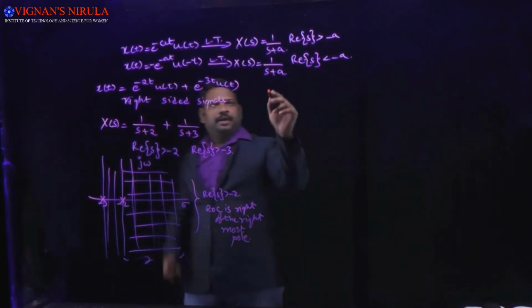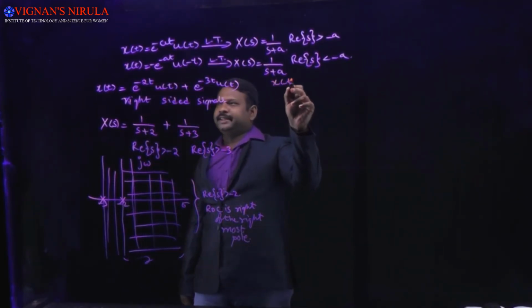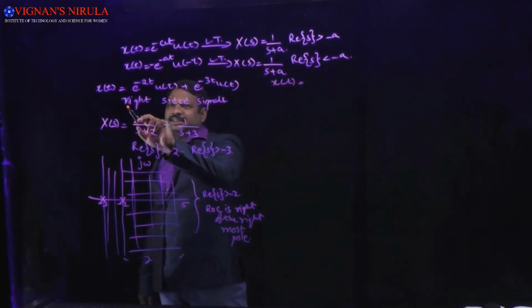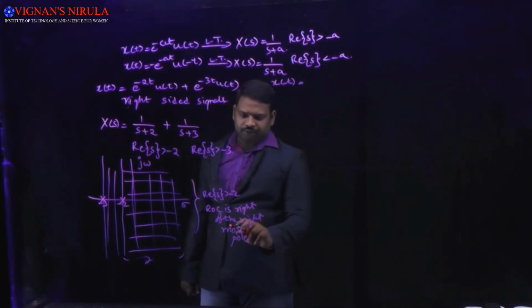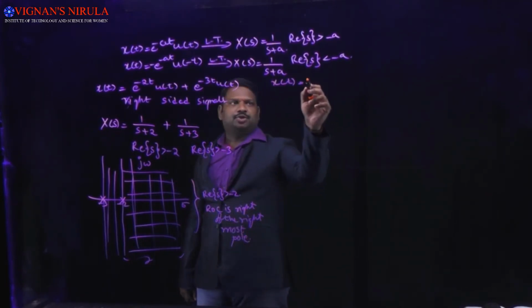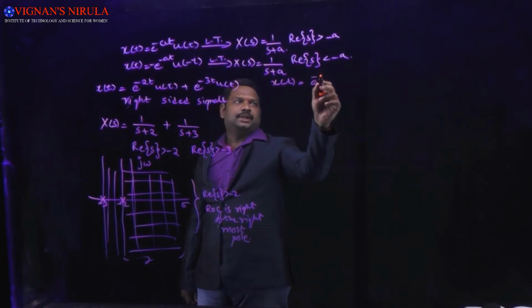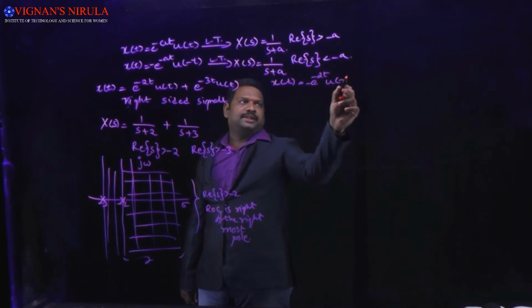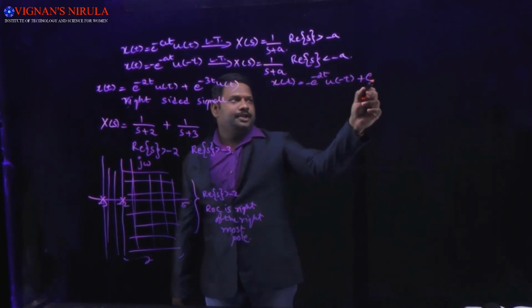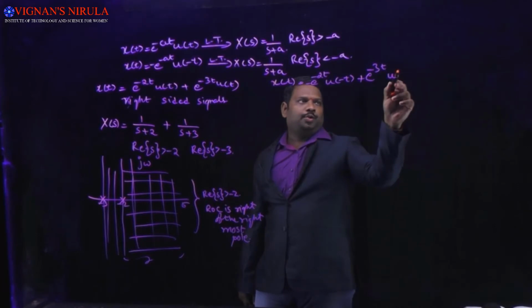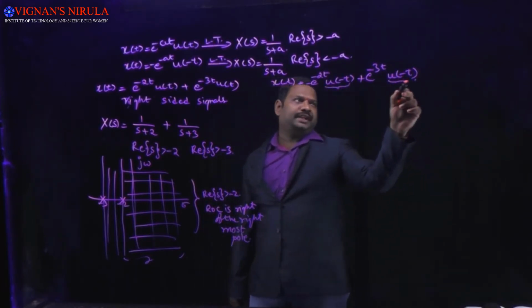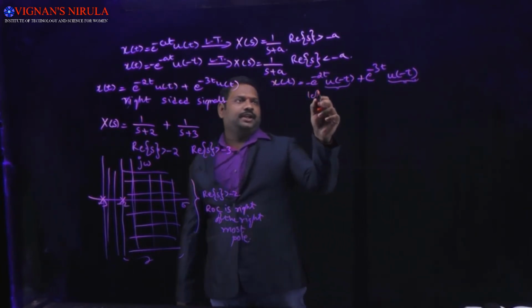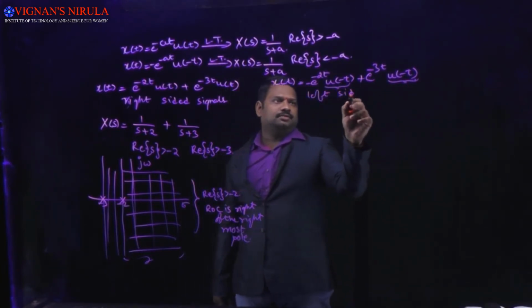Similarly, if you take the x of t signal like this, this is the illustration that x of t is a right-sided signal. Therefore, the ROC is right of the rightmost pole. Similarly, when x of t is equal to e power minus 2t minus u of minus t plus e power minus 3t u of minus t, remember this: because of this u of minus t, the signal here is a left-sided signal.